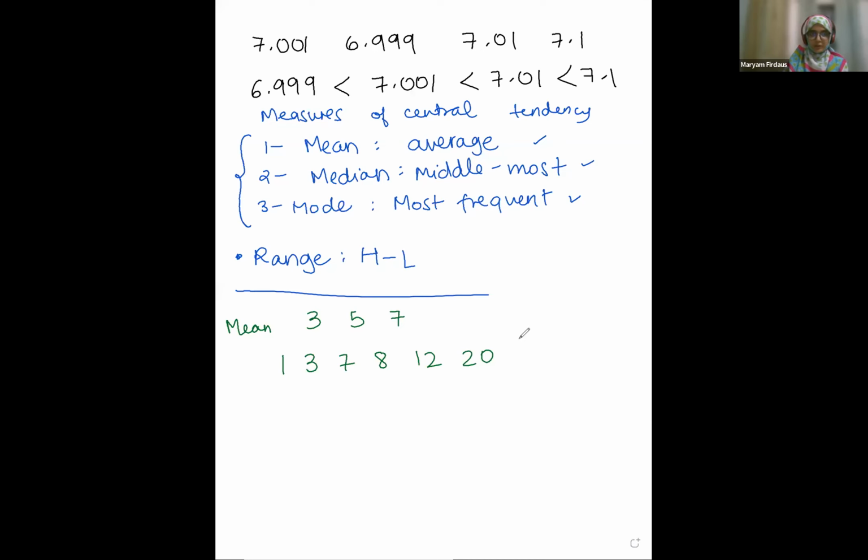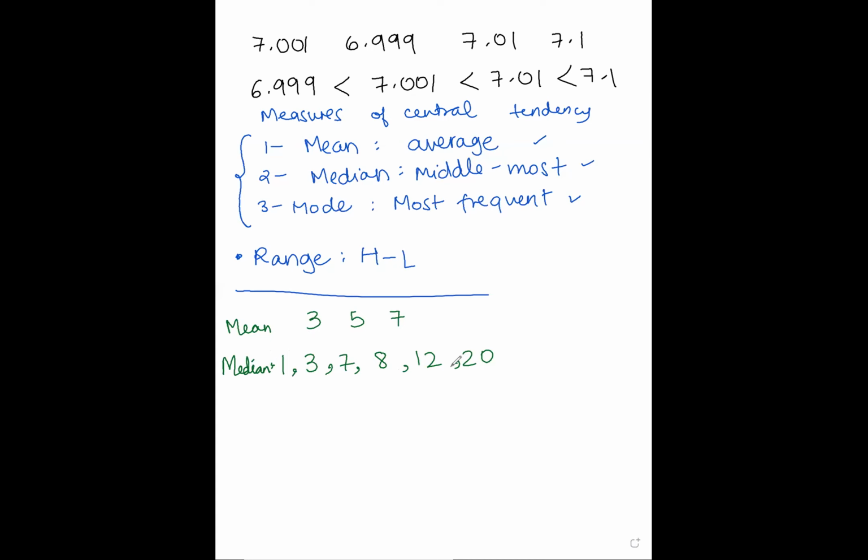Yes, Hiba? What's the median in this case? 3.1. Why is it 3.1? See, it's these 6 observations, right? What is median? Middlemost. Which is the middlemost observation?